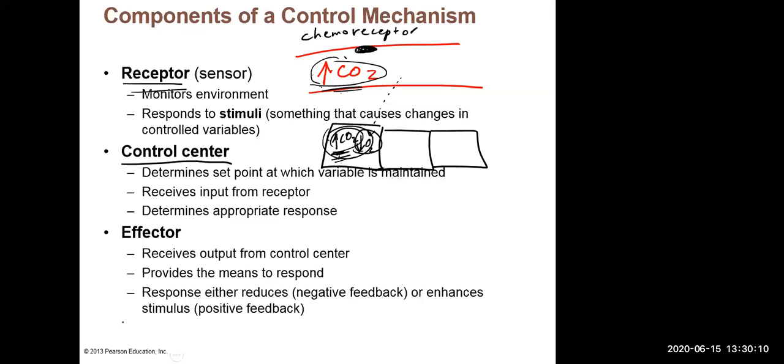Control center determines the set point. What is the set point? What is the amount of oxygen supposed to be? And the amount of carbon dioxide. What is it supposed to be?